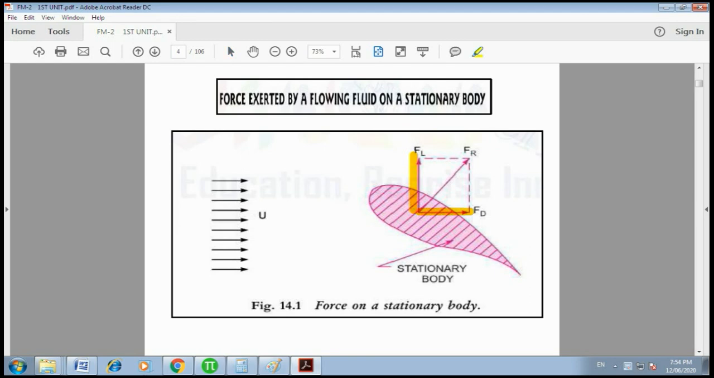If we calculate the total force, see, the object is placed in the water, and that water is having some velocity u. Now if we calculate the total force, then it is resolved into two components, that is, a horizontal component and a vertical component. Its horizontal component is called the drag force and the vertical component is called the lift force.